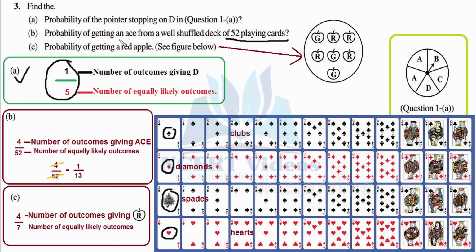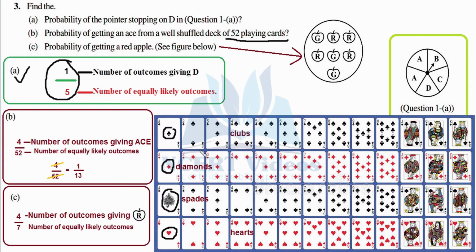We need to find the probability of getting an ace from a well-shuffled deck of 52 playing cards. We just told you ace means the initial card of each different figure of this deck of cards. So in total we have 4 aces, as you can see over here. So the answer should be 4 outcomes. So we wrote 4 in the numerator part, number of outcomes giving ace, we have total 4. Out of what? Number of equally likely outcomes.